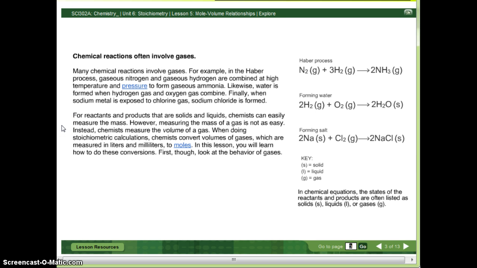For reactants and products that are solids and liquids, chemists can easily measure the mass. Like you just put it on a balance. However, measuring the mass of a gas is not as easy. Instead, chemists measure the volume of a gas, so how much space it takes up. When doing stoichiometric calculations, chemists convert volumes of gases, which are measured in liters and milliliters, to moles. In this lesson, you will learn how to do these conversions. First, though, look at the behaviors of gases.